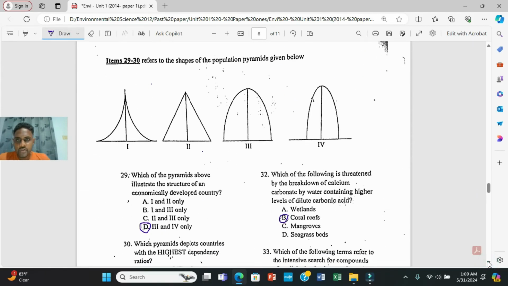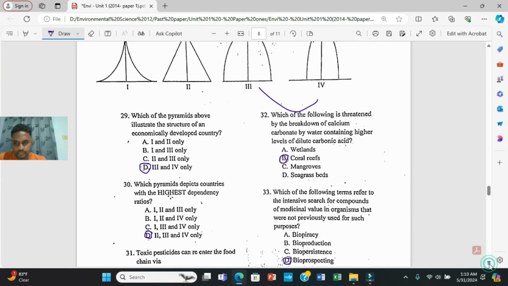Item 29 and 30 refer to the shape of the population pyramid given below. Which of the pyramids above illustrate the structure of an economically developed country? So, the more developed countries would be these two. The birth rate is almost equal to the death rate. So the base should be equal, the workforce equal, the older population equal. All right, so the growth rate remains constant. So these two. D. Number 30.